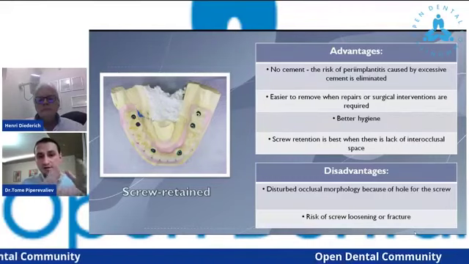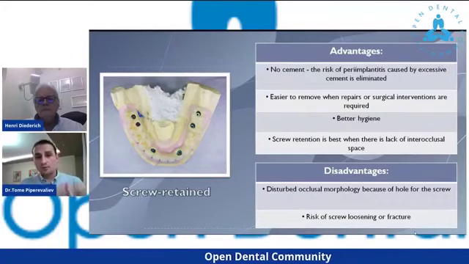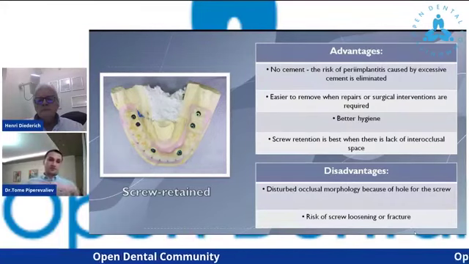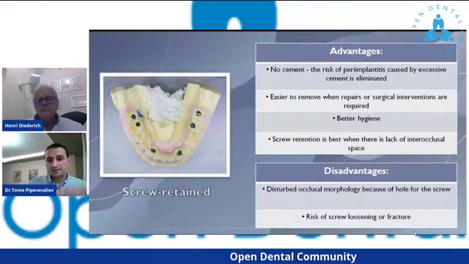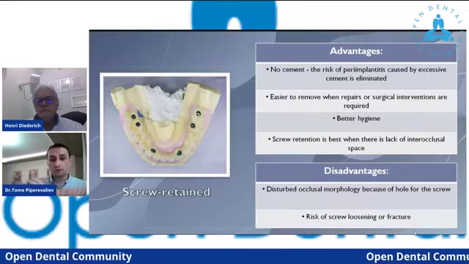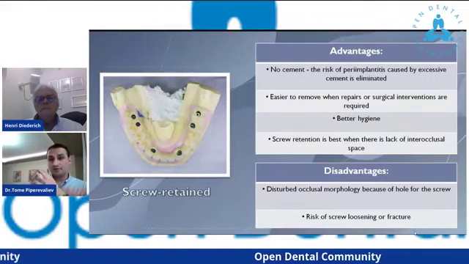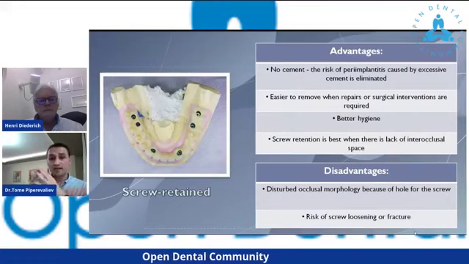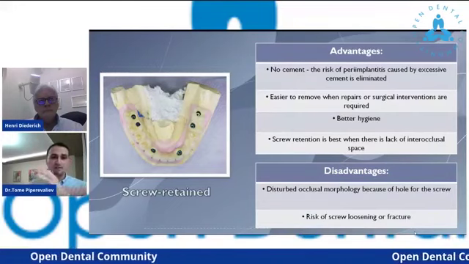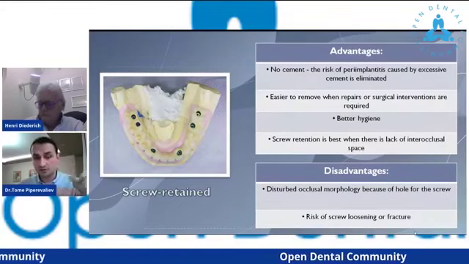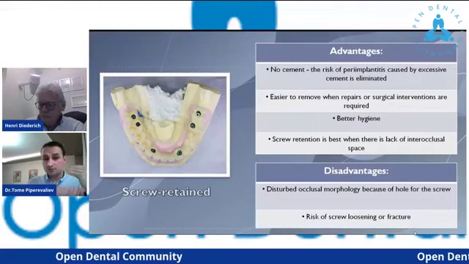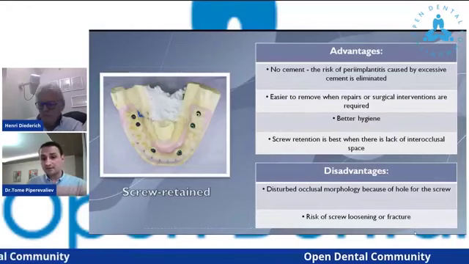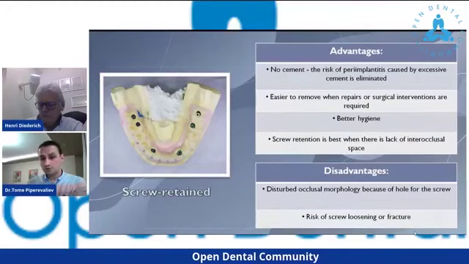Those constructions are easier for removing when we need some repairs or some additional surgeries over the implants. And this is the favorable treatment solution when we lack interocclusal space. When we have interocclusal space lower than 8 millimeters, we must think about screw-retained constructions. One of the disadvantages of this construction are the holes on the occlusal surface that disturb occlusal morphology.